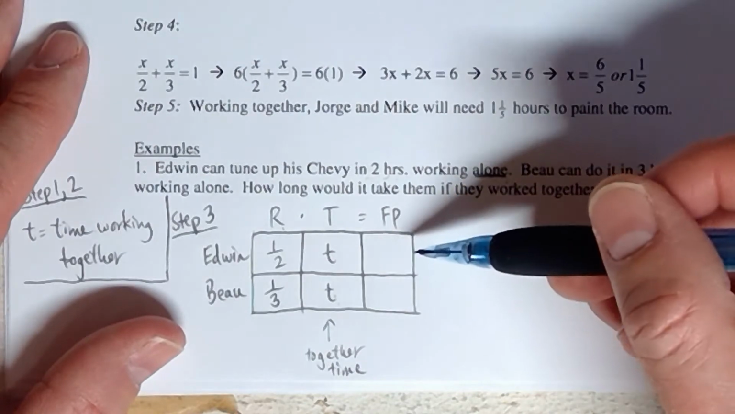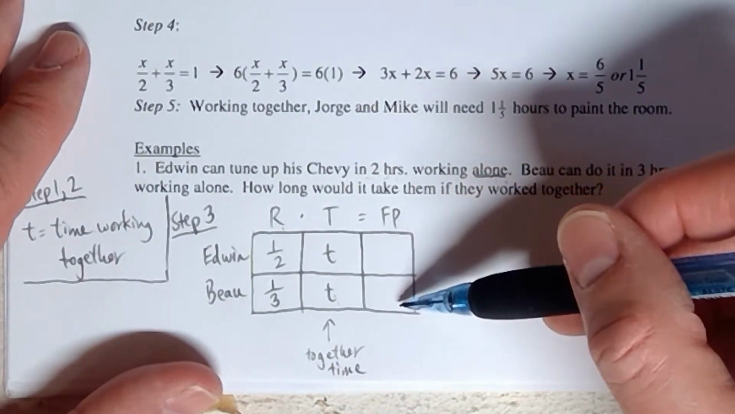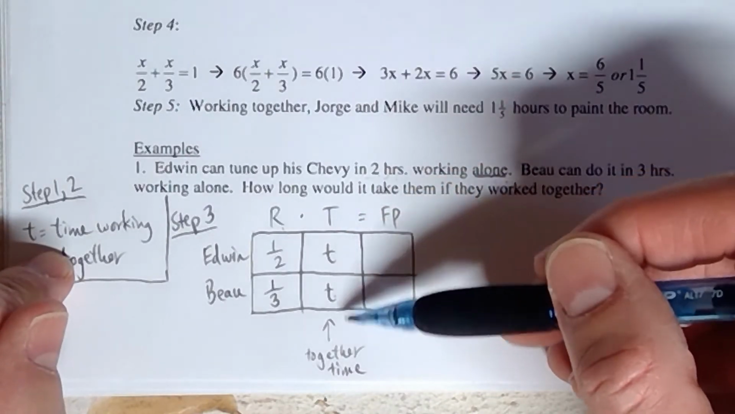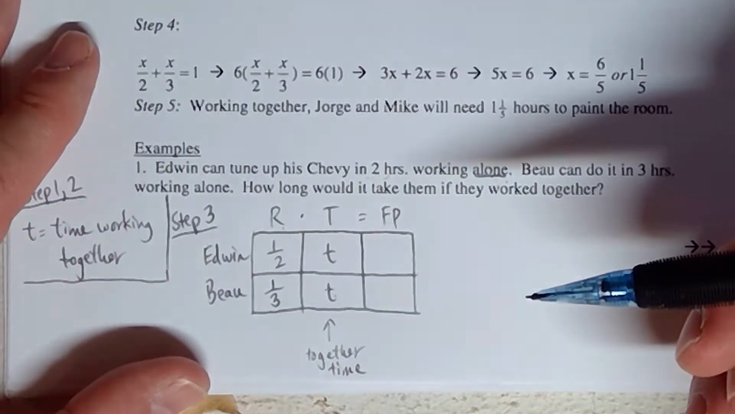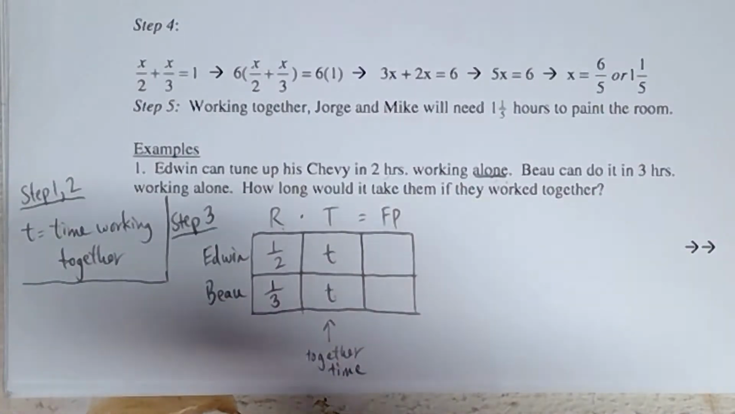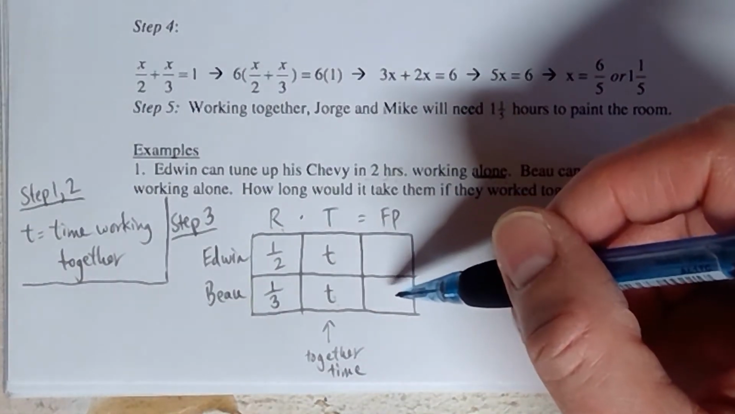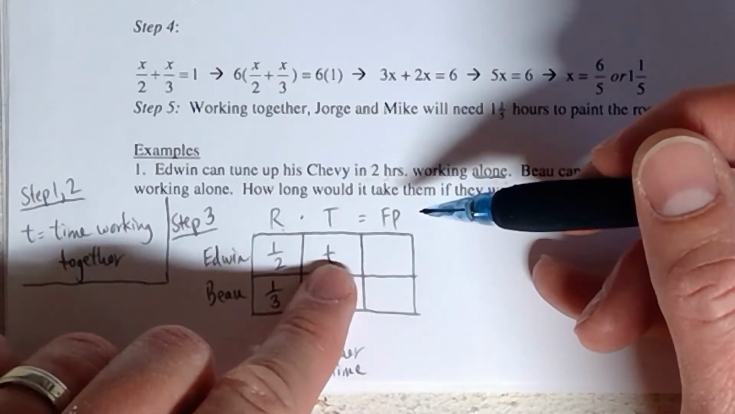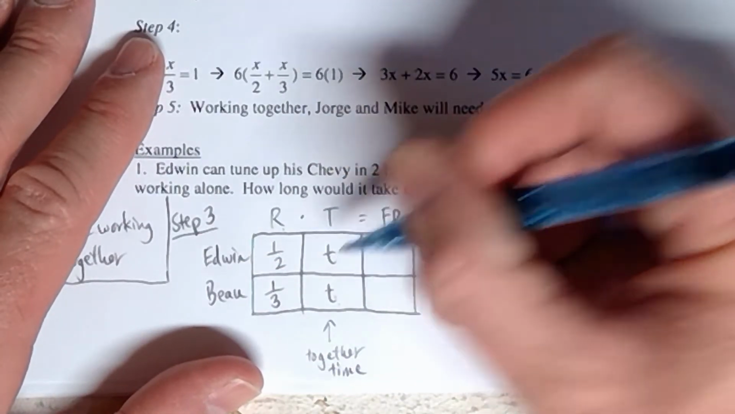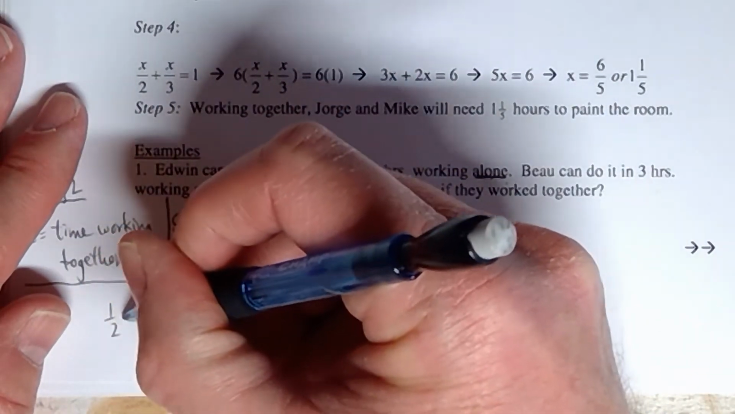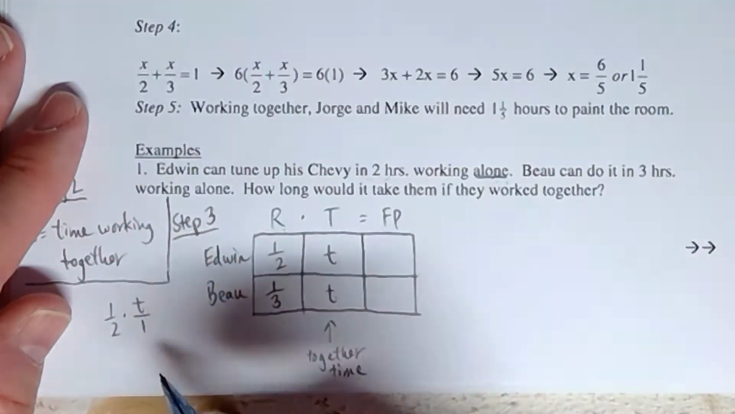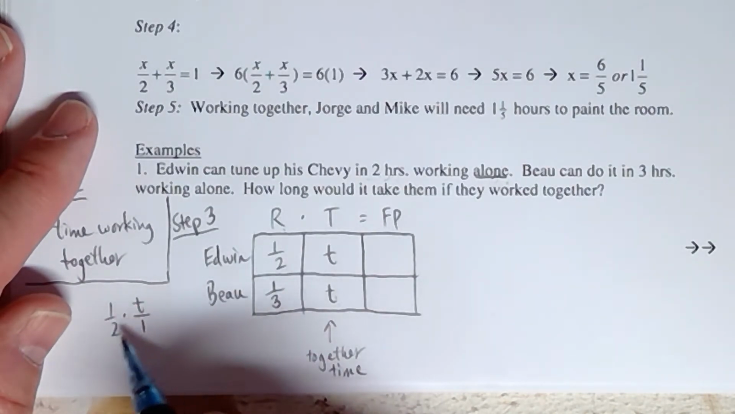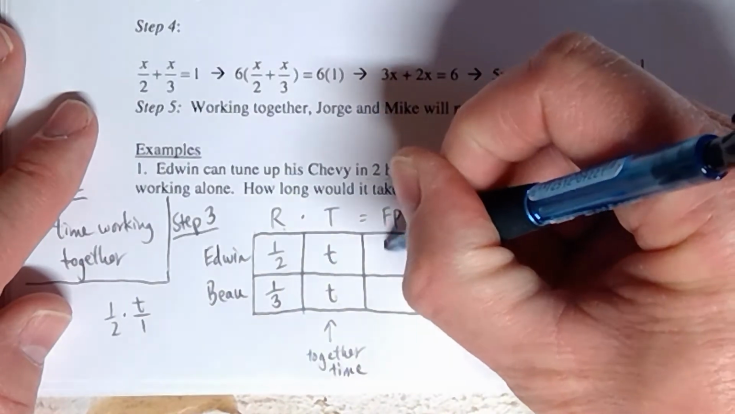Now, we don't know anything about the fractional part of the job done here. They don't tell us anything about that. We already used up our variable on the together time, which belongs in the second column, as you know. And so, like usual, if we can't fill in a box in the third column, what do we do? We use the formula to go across. What's 1/2 times T? Well, remember, T is the same thing as T over 1. And so 1/2 times T over 1 is multiplying the tops and the bottoms. That's going to be T over 2, isn't it?